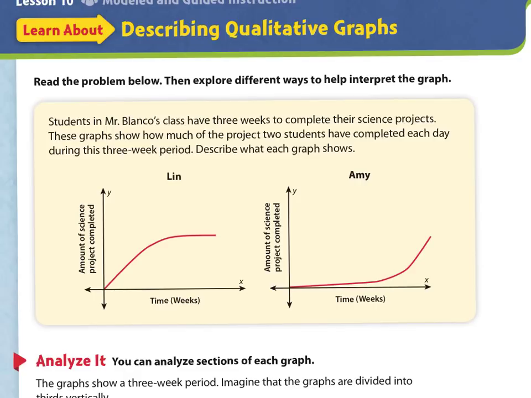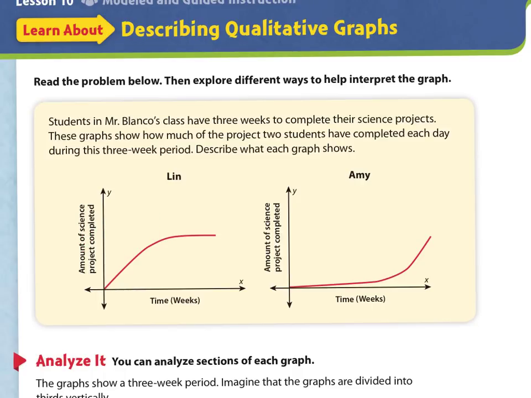Students in Ms. Blanco's class have 3 weeks to complete their science projects. These graphs show how much of the projects 2 students have completed each day during this 3-week period. Describe what each graph shows. All right, so when you're looking at the graph, we're going to be paying attention to Lynn first. So for this one, it says your X is going to be the time in weeks. And then when you're talking about the Y, that's going to be the amount of the science project completed.